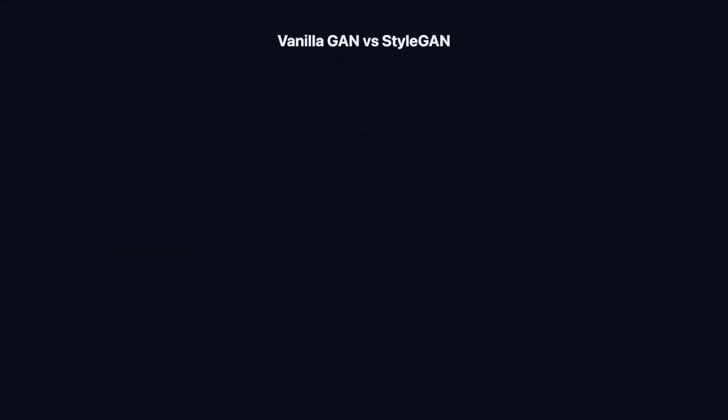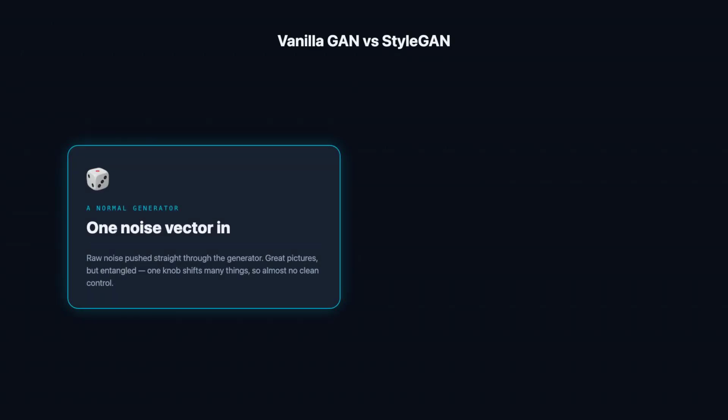So why redesign the generator at all? Line StyleGAN up against a plain vanilla GAN and the payoff is obvious. A vanilla generative adversarial network takes one random noise vector and pushes it straight through the generator into an image. It can produce great pictures, but the noise is entangled. Turning one knob shifts many things at once, so you get very little clean control over what actually changes in the output. StyleGAN separates that.